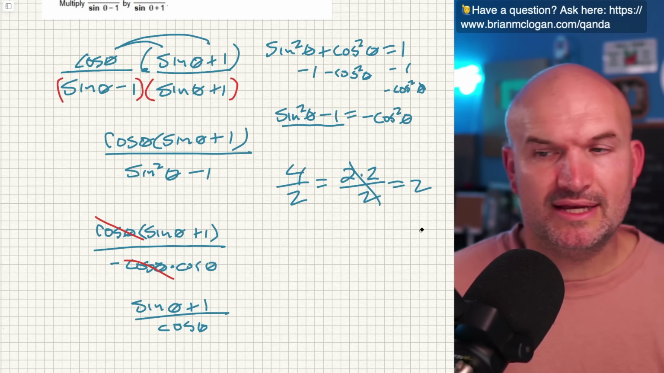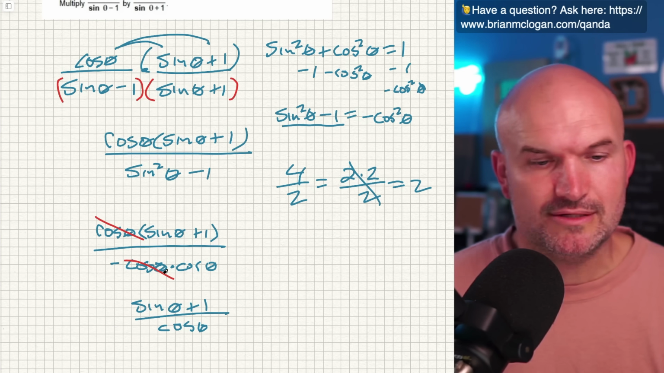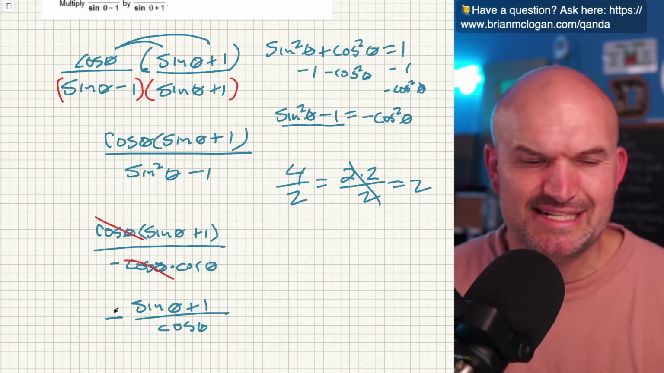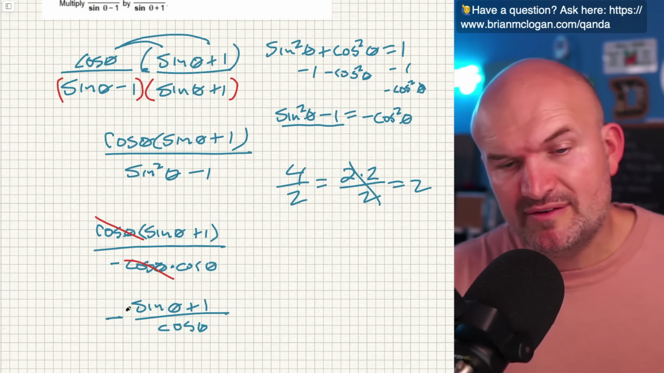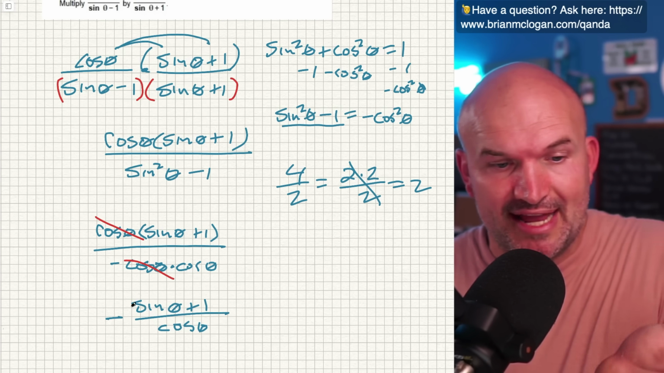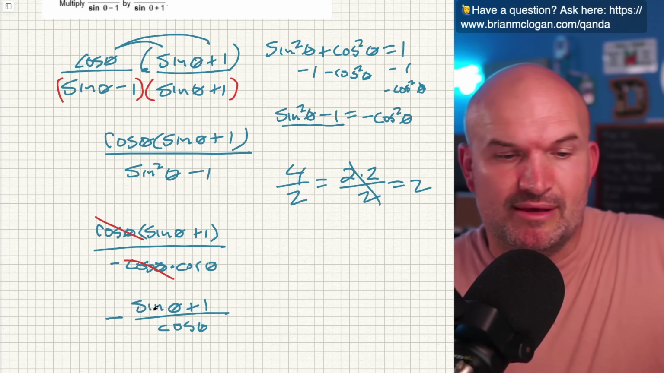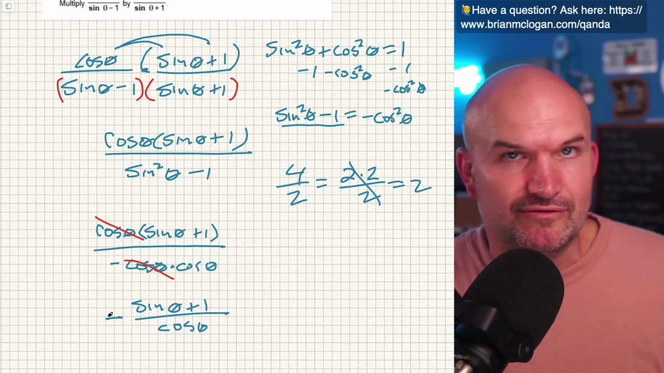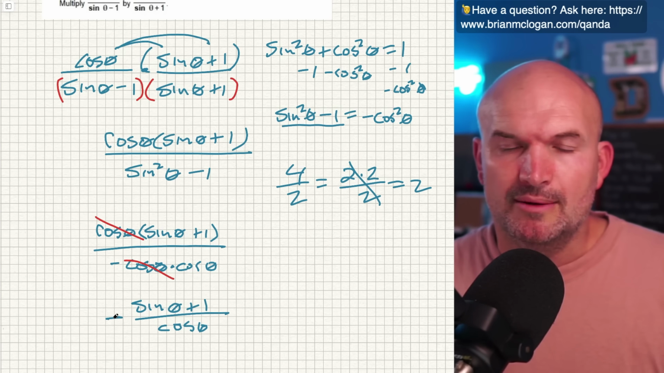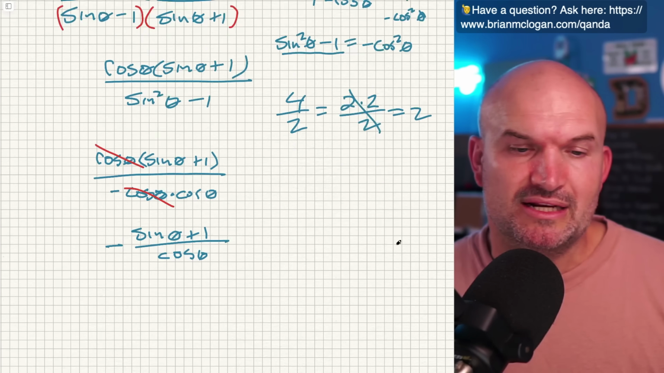But it's important, on a test like the SAT, ACT, or an exam, if you have multiple choice answers, they might have the negative in the numerator, or they might put the negative in the denominator, or they might have the negative in front. So you need to feel comfortable being able to put that negative in different places.